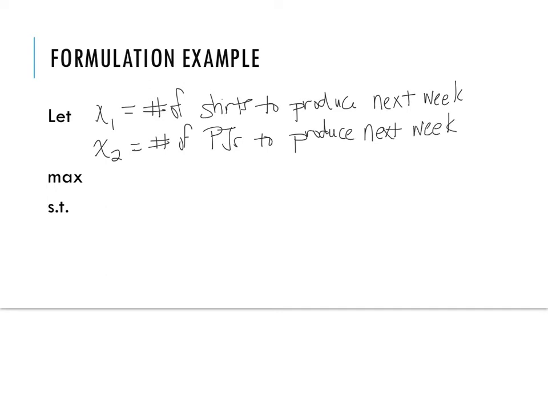Right? So we want to maximize. What are we going to maximize here? We're going to be maximizing total profit because that's what was given to us. How much profit do we make for shirts? $4. So we would make 4 times x1 dollars in profit, plus, that's the additivity assumption coming in, $3 for each pair of PJs, so 3x2. Right. We're not selling anything else, so we're not getting profit from anything else. Subject to constraints.